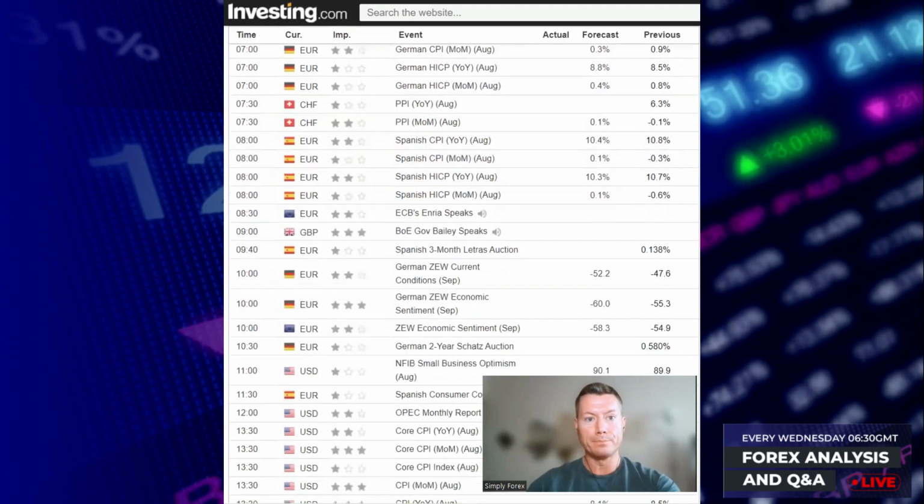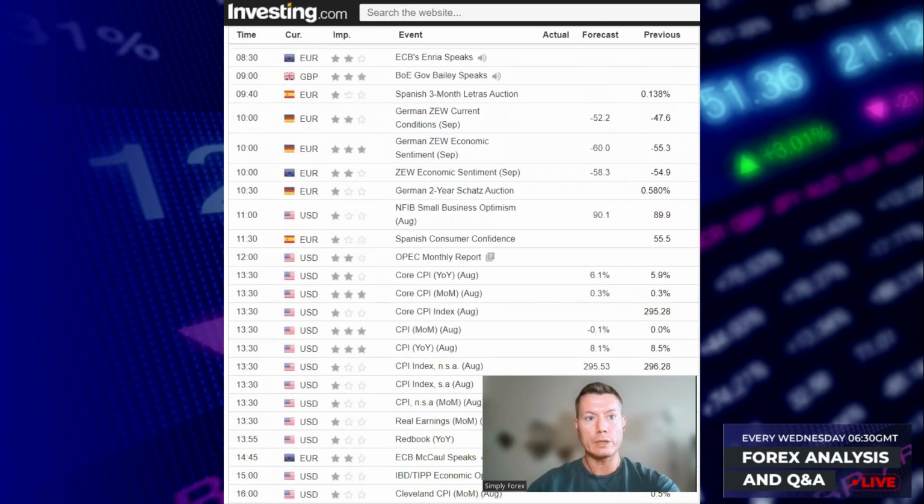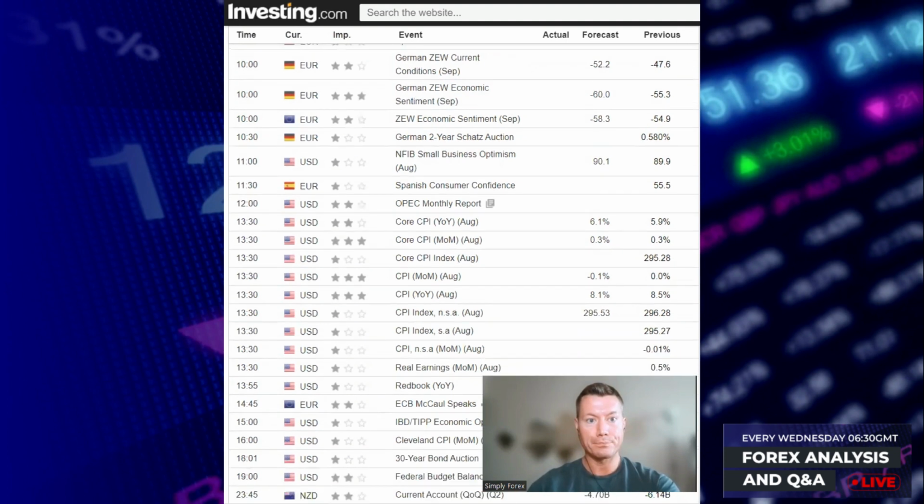If we carry on down, more news coming out of the UK. At 9 o'clock London GMT, we've got the Bank of England Governor Bailey speaking. When he speaks, he can really move the pound. So again, must be aware of that. 10 o'clock London GMT, 3-star rating coming out of the euro, and it's the German ZEW economic sentiment. So again, that could move any euro pair.